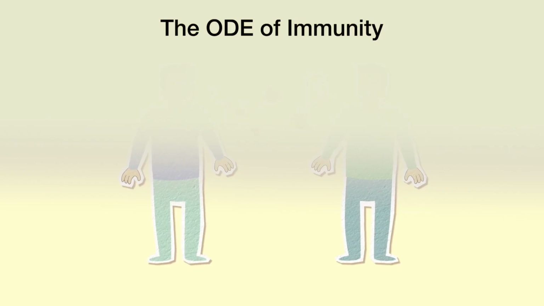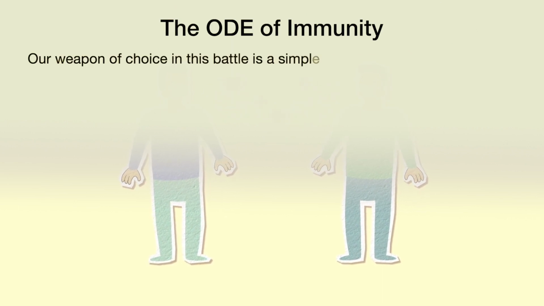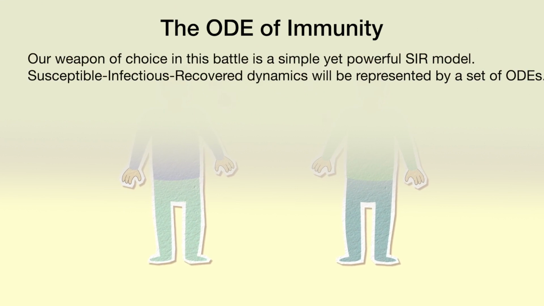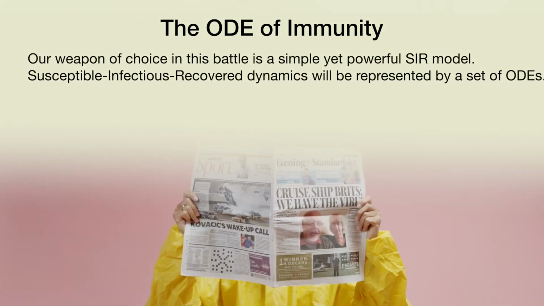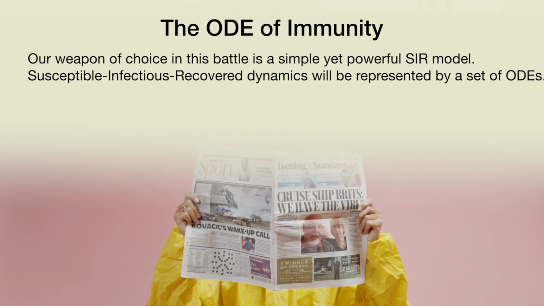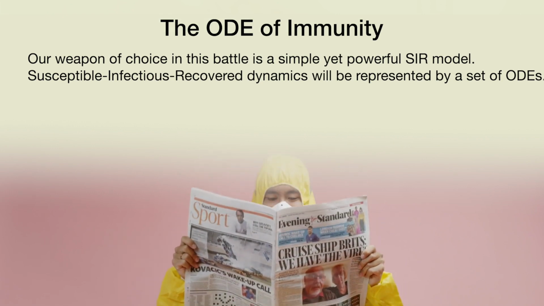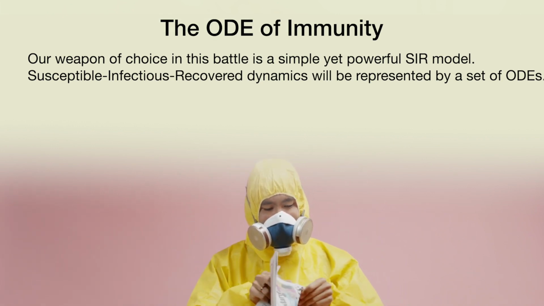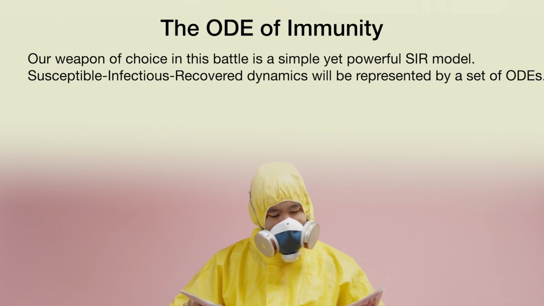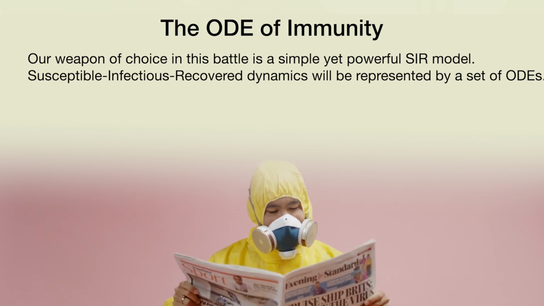The ODE of immunity, for this we will use a simple SIR model. You remember we have discussed the SIR model, much like the one we explored earlier. This time it will represent the susceptible, infectious, recovered dynamic of an infectious disease. Got confused? Let me explain it to you with the code.